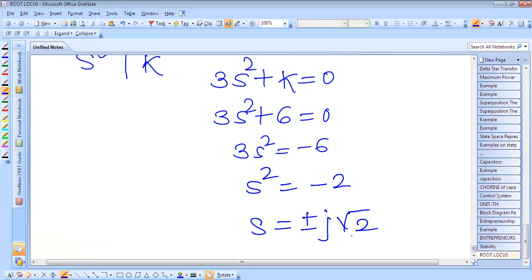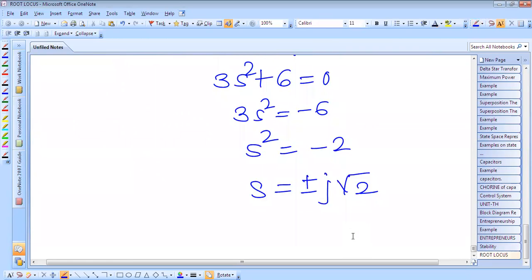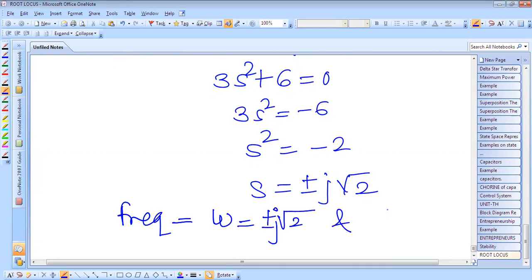Okay. So at the crossing point on the imaginary axis, the frequency omega is equal to plus minus root 2. And the gain corresponding to this crossing point is 6. So the frequency is omega equal to plus minus j root 2, and K is equal to 6. So in this way we can calculate the frequency and gain K.